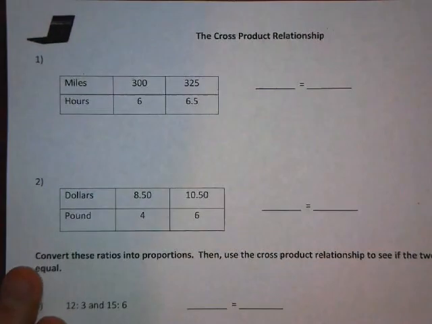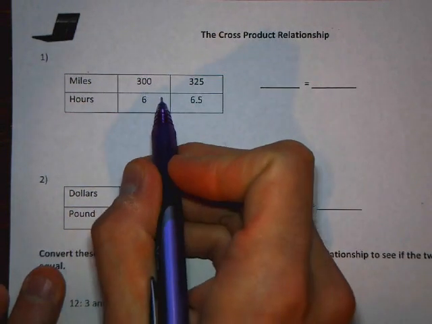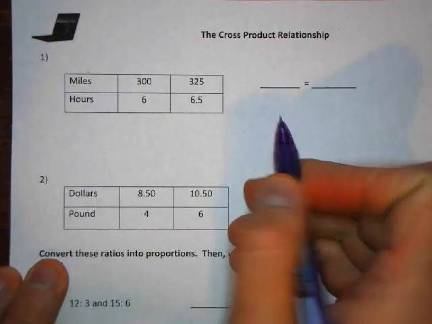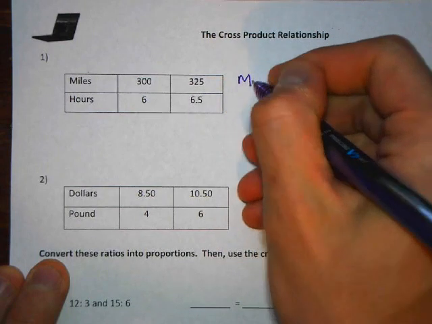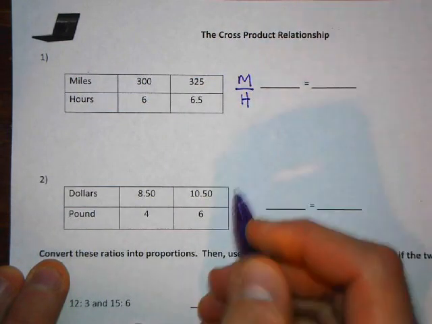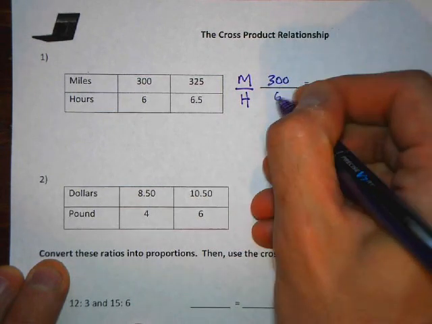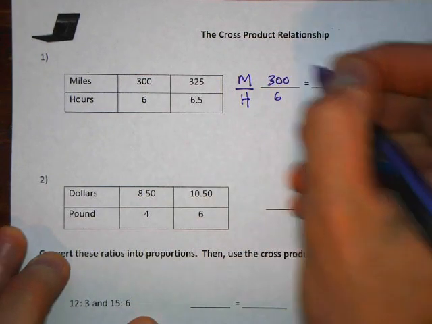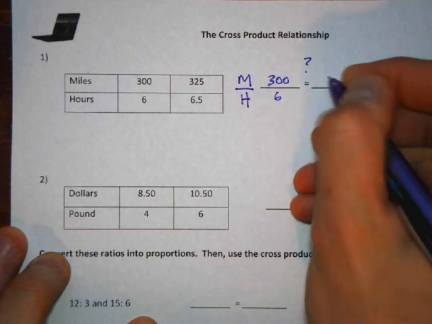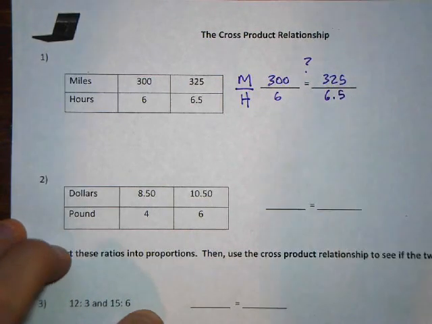So on this page, what we're trying to do is determine whether the rates in this table are actually equal. So let's do this by first setting up a proportion. I'm going to set up a proportion with some labels here. This is talking about miles and hours, and I'm going to write it in proportion form. So 300 miles is in 6 hours. And I'm wondering, is that the same thing as 325 miles in 6.5 hours?